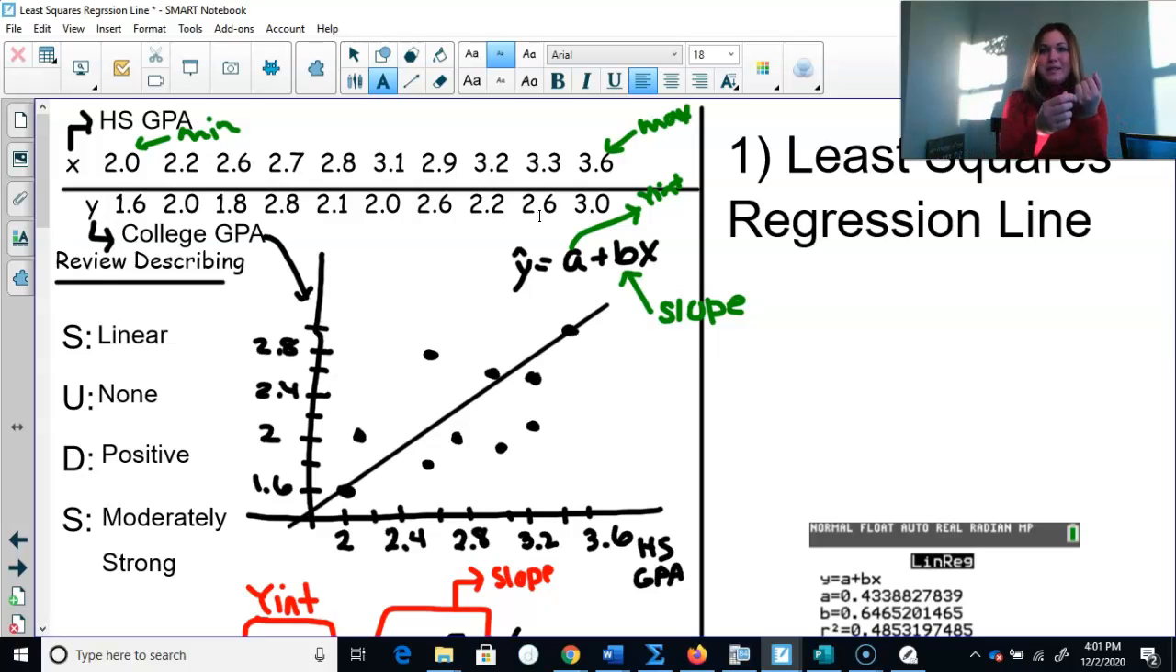How to calculate a least squares regression line on the graphing calculator. Reviewing how to describe the relationship. Knowing how to interpret the slope and the y-intercept. Knowing how to use that line for prediction, and finally knowing what extrapolation is. Let me know if you have any questions.